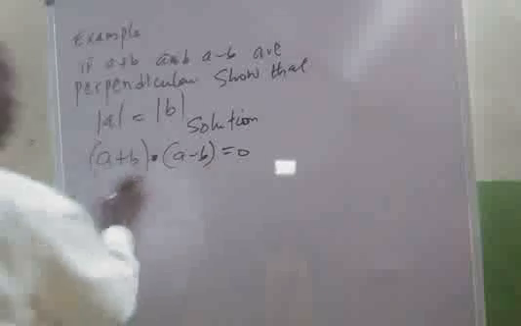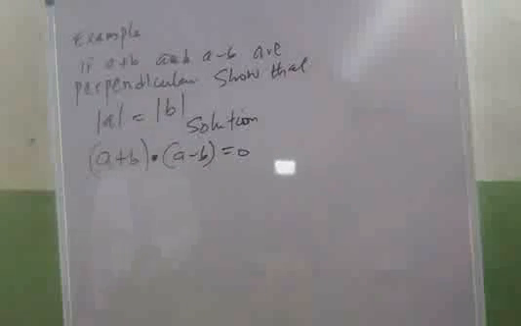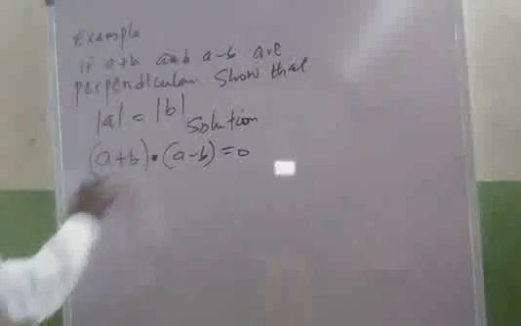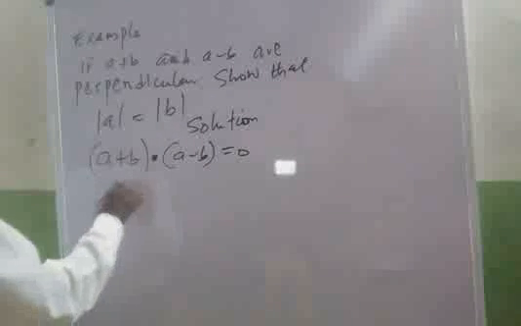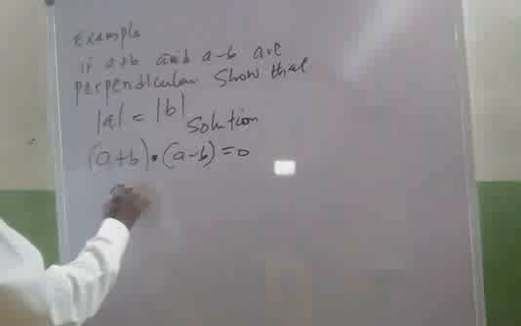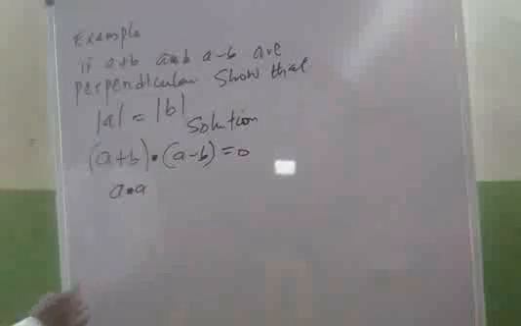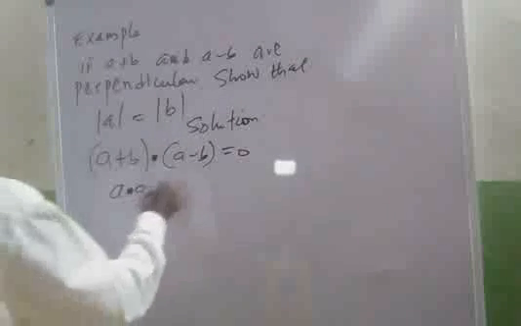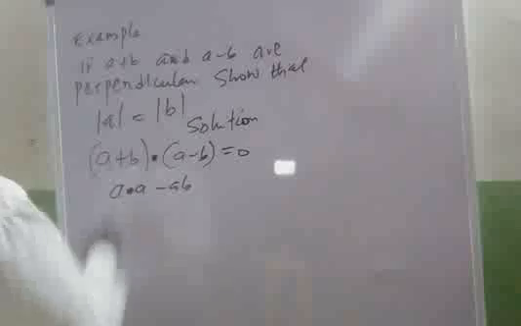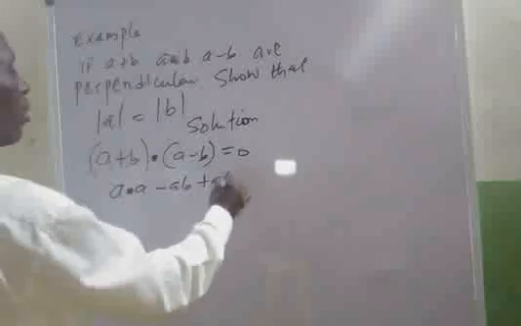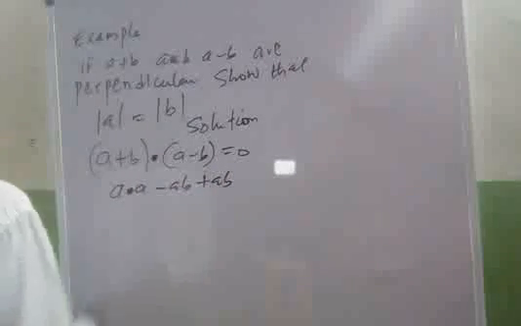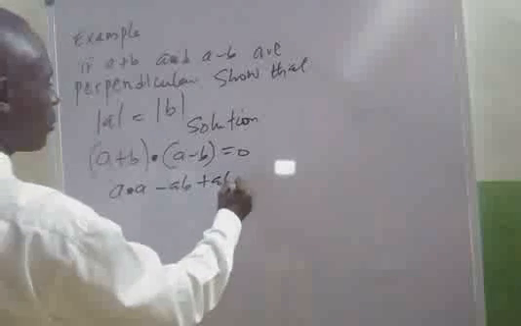And if we multiply this, A times A is A dot A, A times this is minus A dot B, B times this is plus A dot B, and B times this is what?